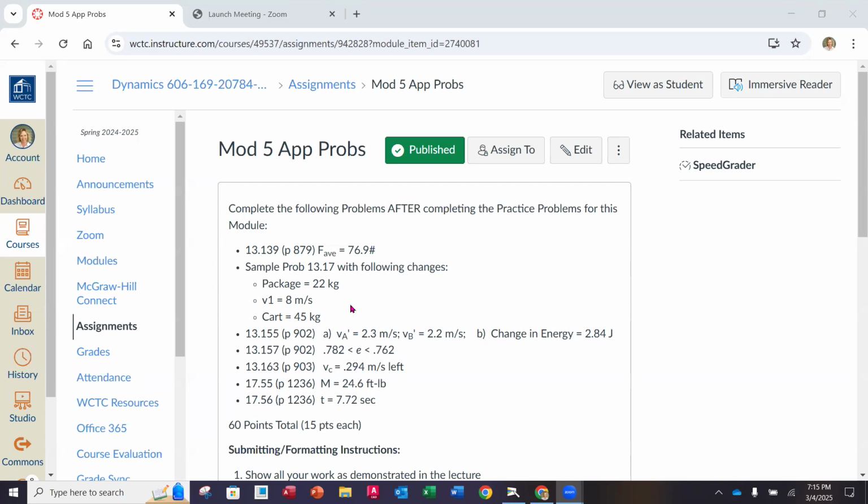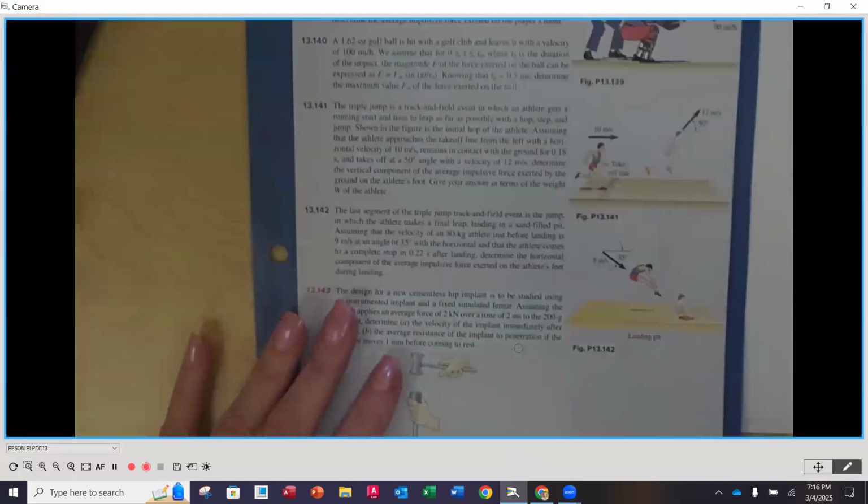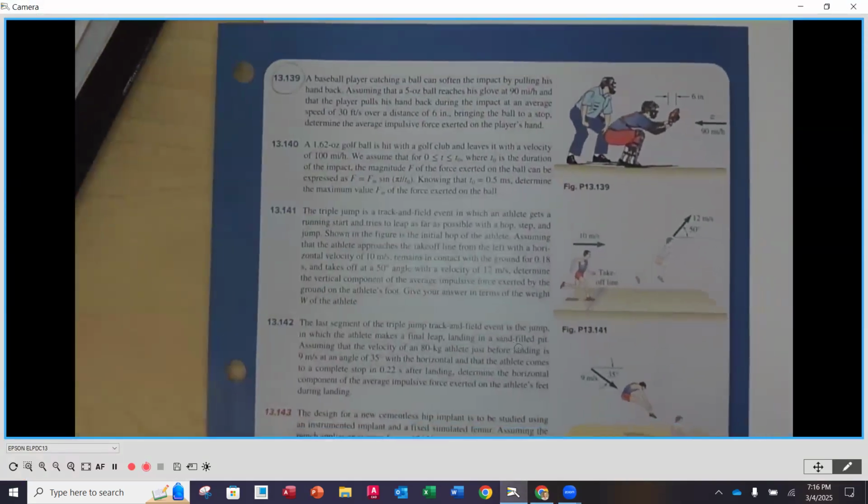you're up against. So the first one that we have here is 13-139. This is found on page 879. It's actually going back a section, but it is an application of impulse momentum. So let me go underneath here. What we're looking at, it's right at the top of the page here.